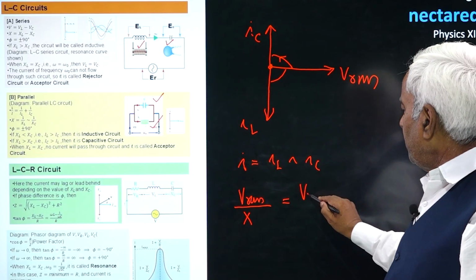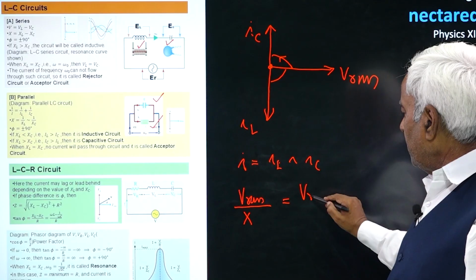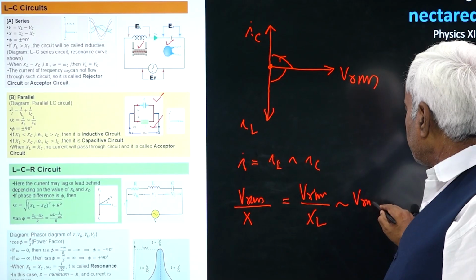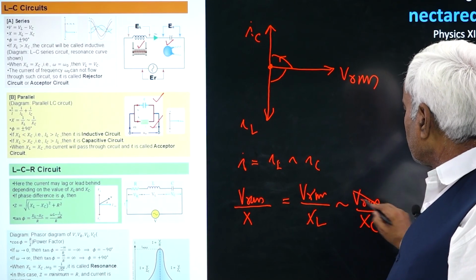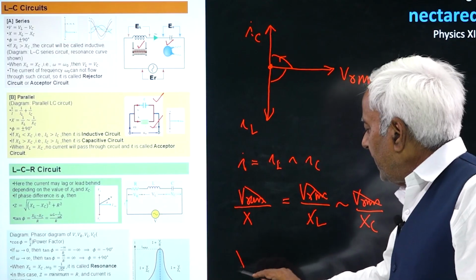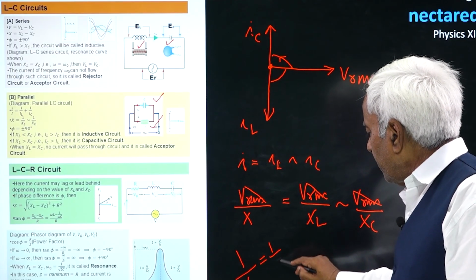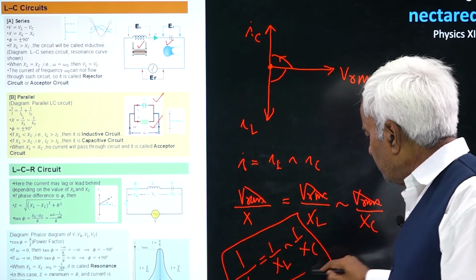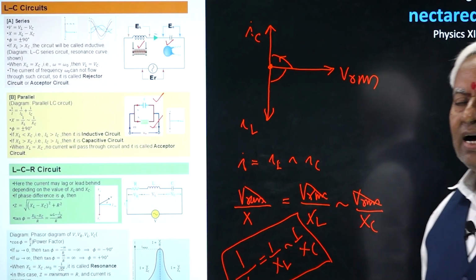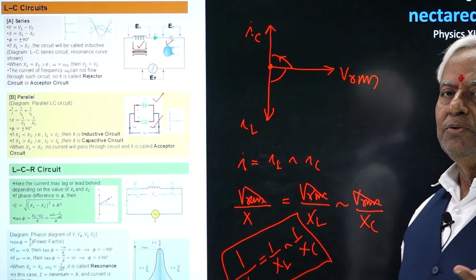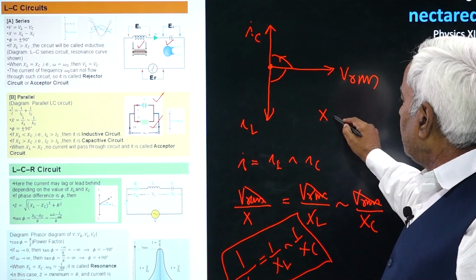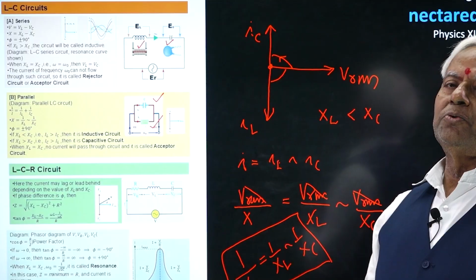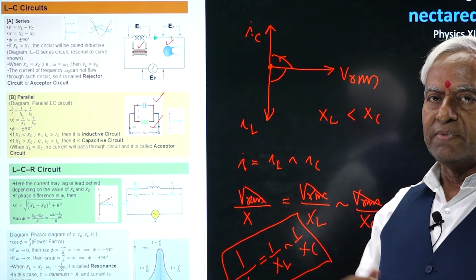Similarly, here, this one is Vrms upon XL and Vrms upon XC. V is common. The net value of X will be obtained by using this relation. Here the effect is going to be inverse. If XL is smaller, IL would be greater, and you'll say the circuit is inductive. Means XL should be smaller in order to get a circuit of inductive nature.